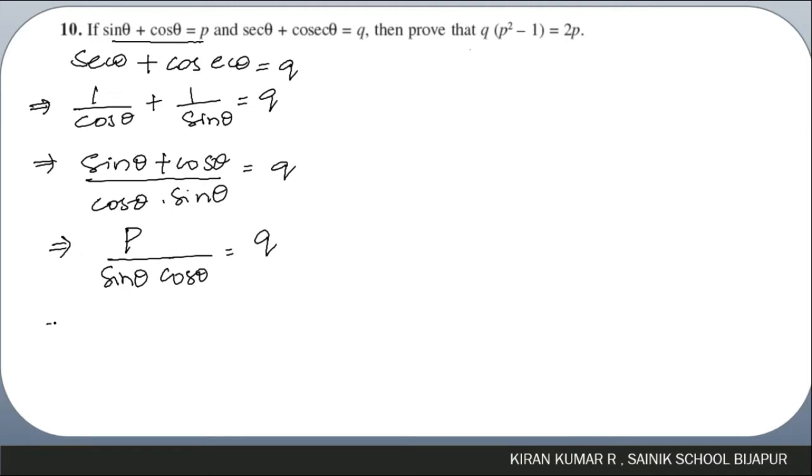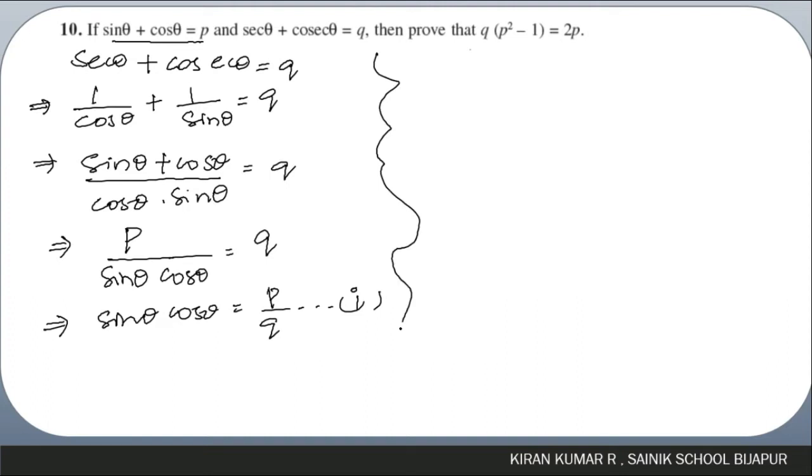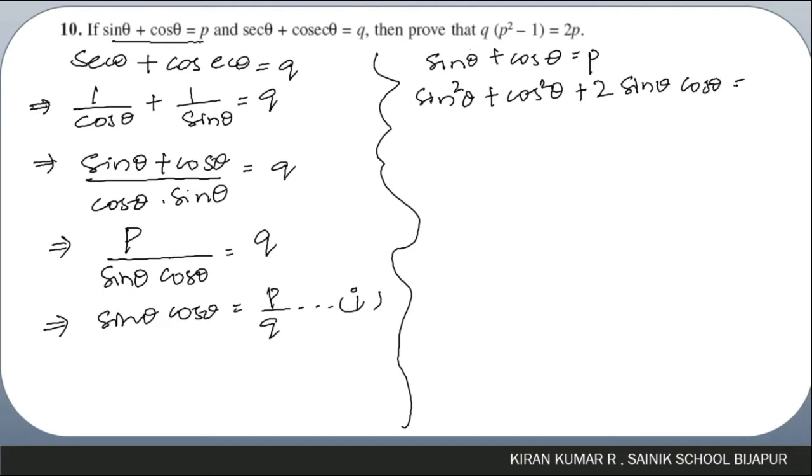Now sine theta into cos theta will become equal to P by Q. Let me consider this as equation 1. Now let me consider another equation, sine theta plus cos theta equal to P. I'll square on both the sides. On squaring, I'll get sine square theta plus cos square theta plus 2 times sine theta cos theta equal to P square. Why did I do this?